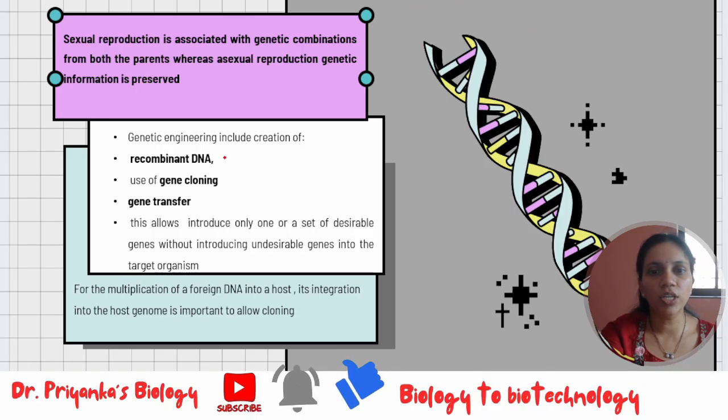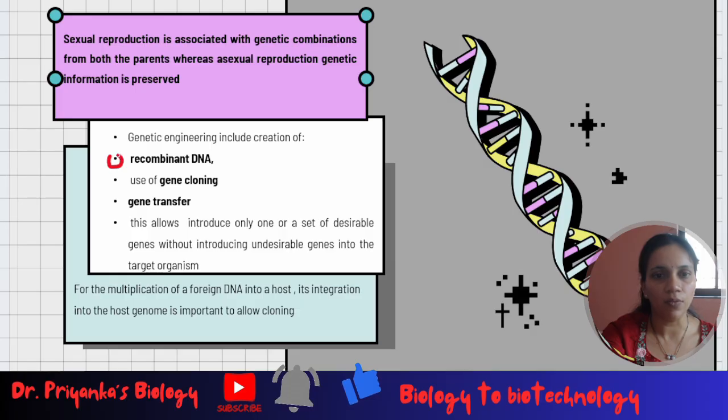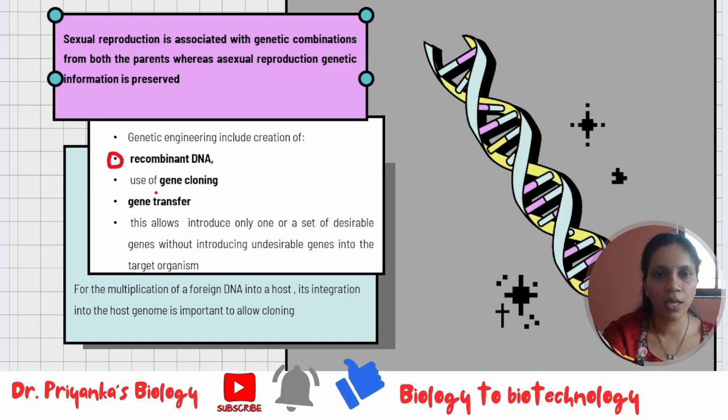Alright. So this genetic engineering includes creation of recombinant DNA. We will see what is recombinant in a minute. Then after that, use of gene cloning. And the third part is gene transfer. So the first thing is going to be recombinant DNA.